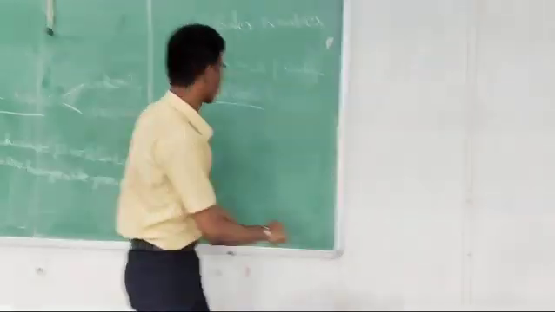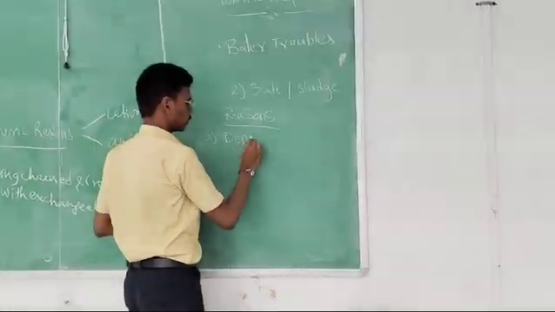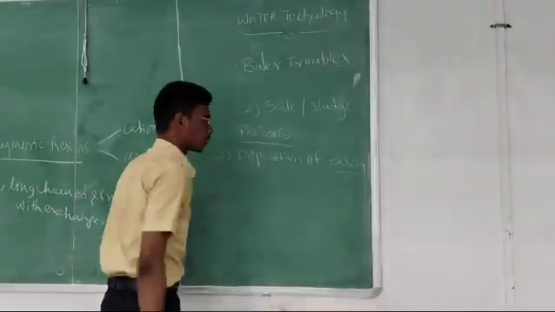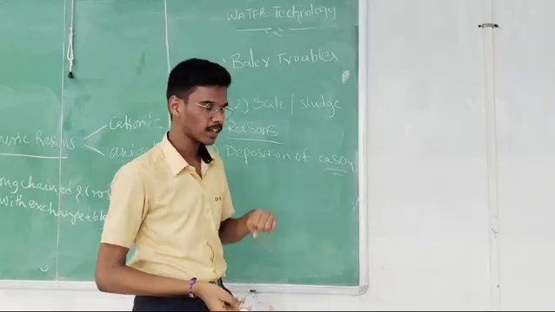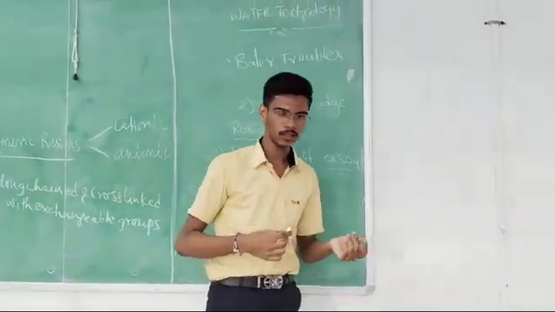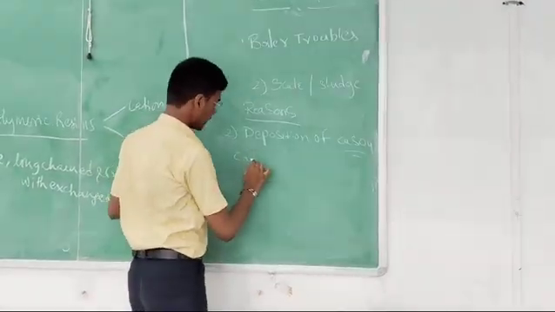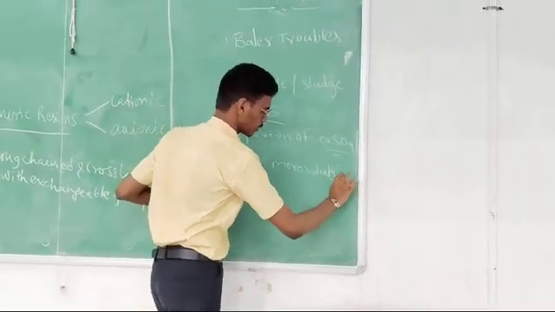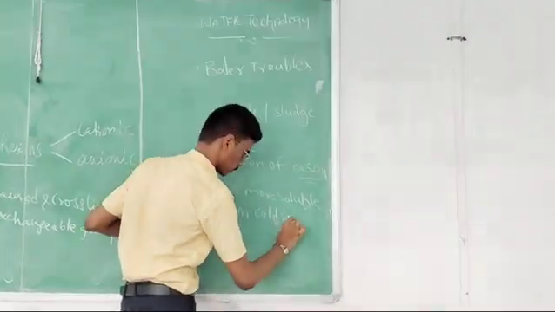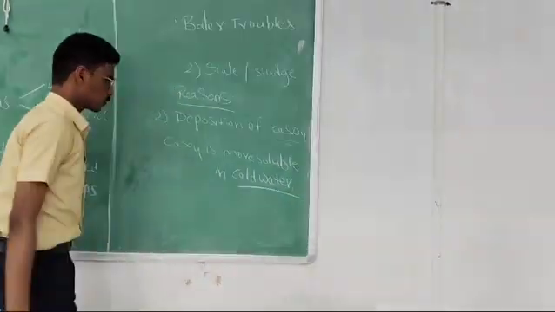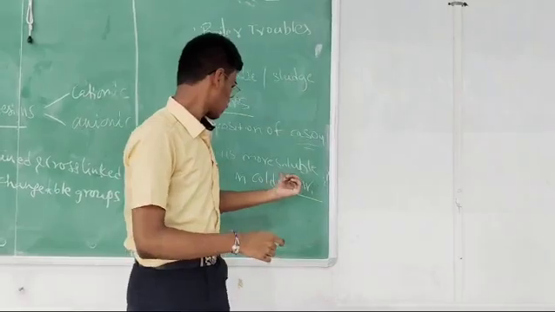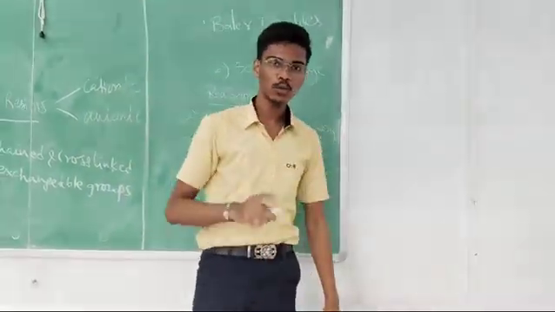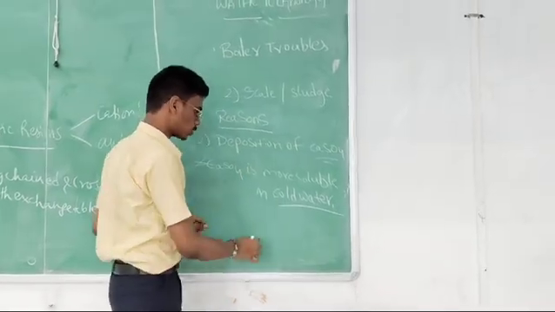The second reason for the scale formation is deposition of calcium sulfate. This calcium sulfate has a specific and different nature from the other bivalent ions. It is more soluble in cold water. Other bivalent ions are more soluble in hot water, but this is one of the exceptions. So calcium sulfate is more soluble in cold water and less soluble in hot water.